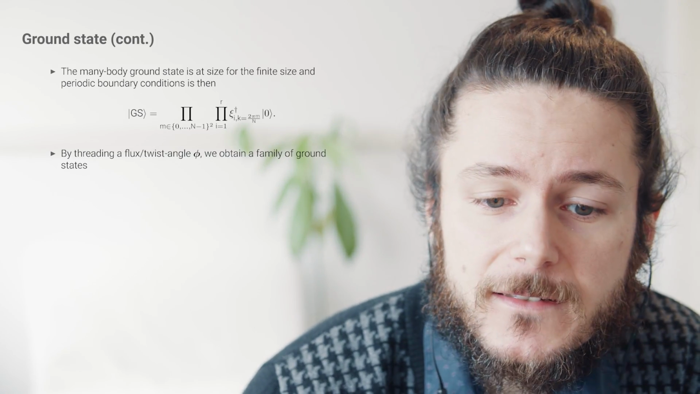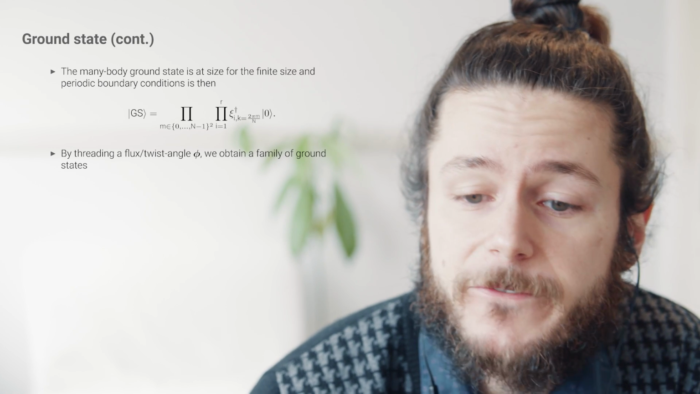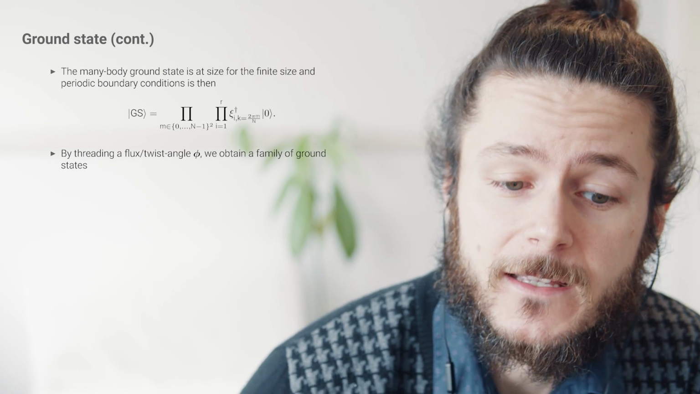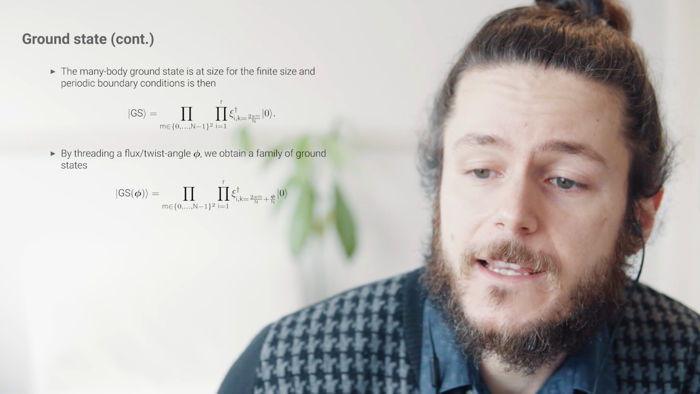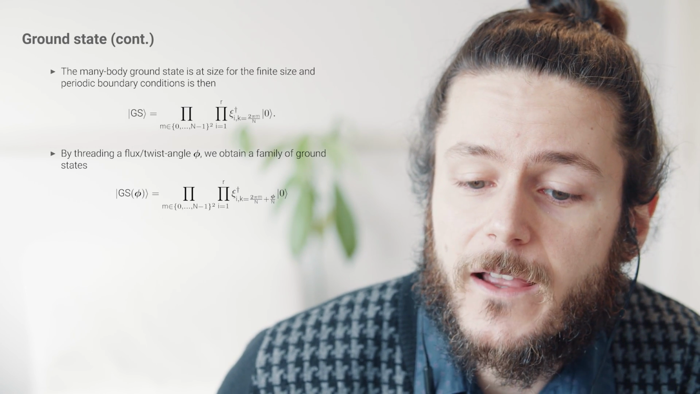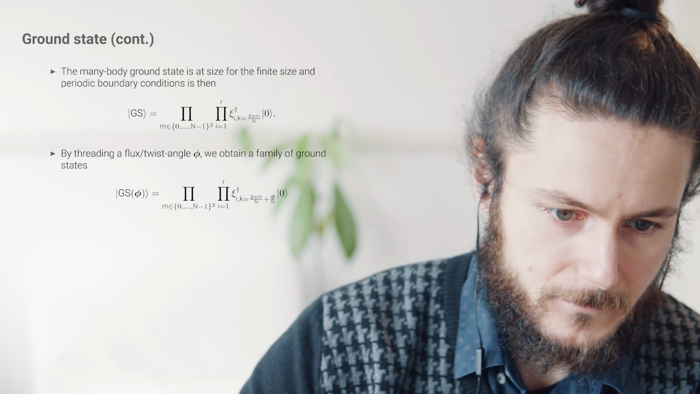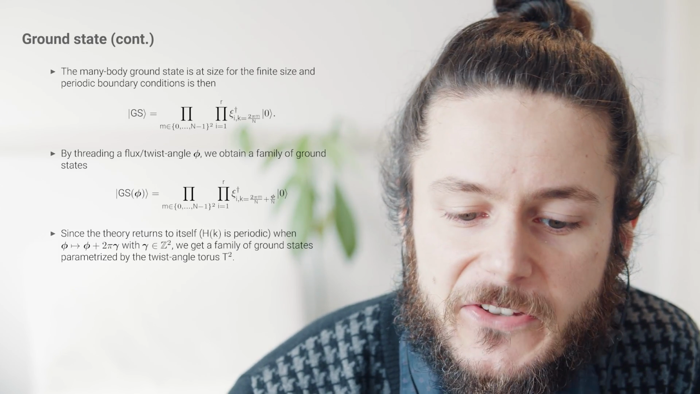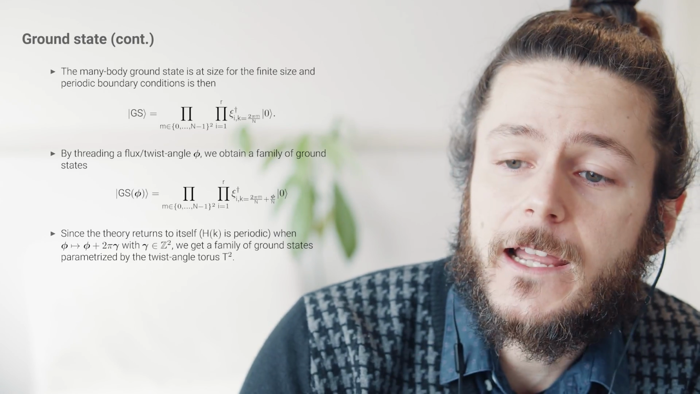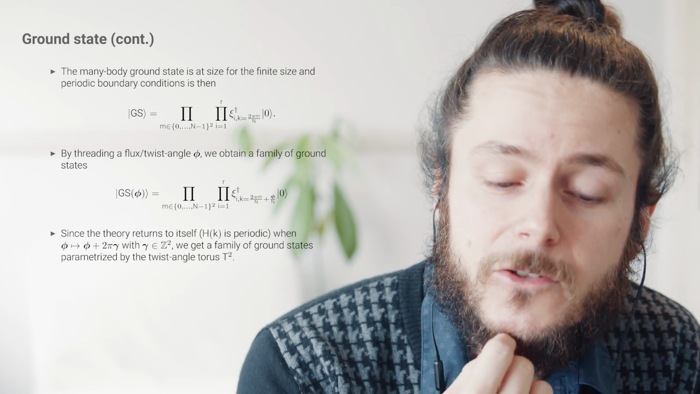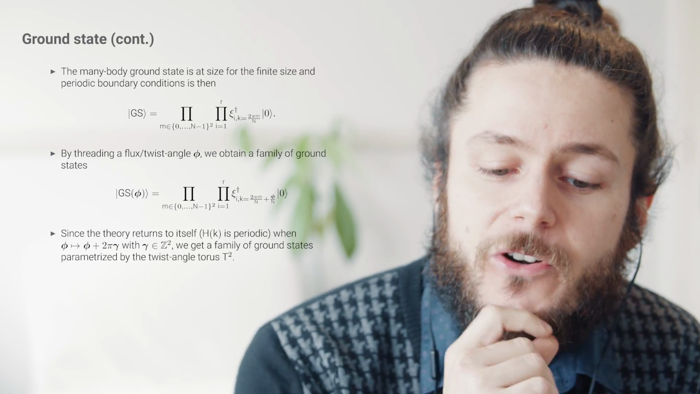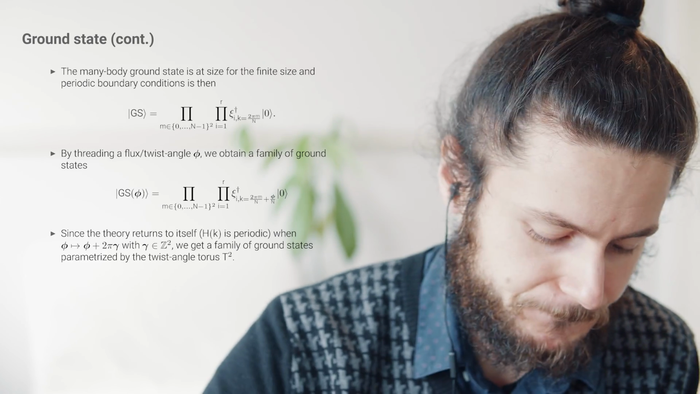If I thread the flux with a twist angle phi, then I obtain a family of ground states parametrized by phi. Notice that the dependence on phi is explicitly given in the dependence of these creation operators on phi. Since the theory returns to itself because H(k) is periodic, when I take phi and I shift it by 2 pi times an element of Z^2, we get a family of ground states parametrized by the twist angle torus.